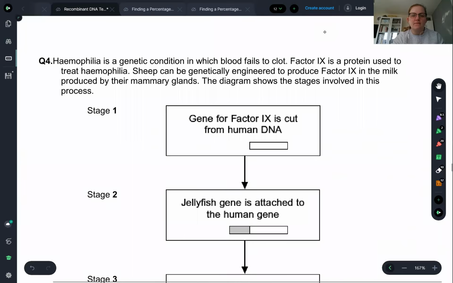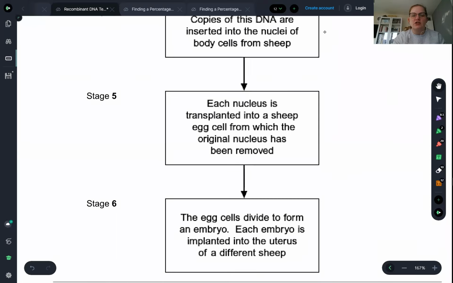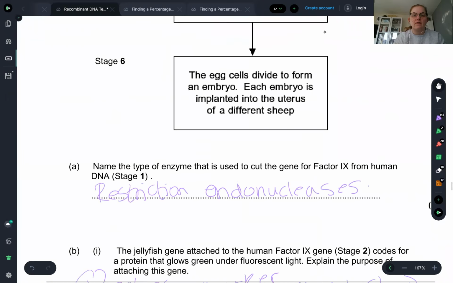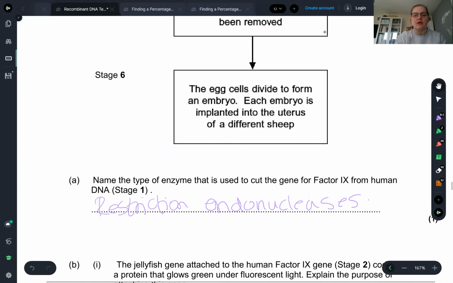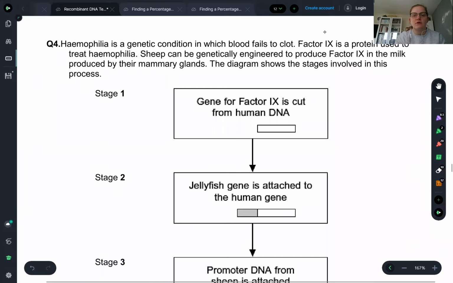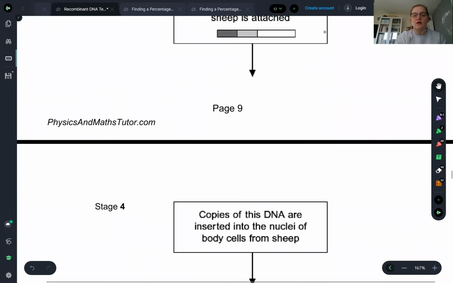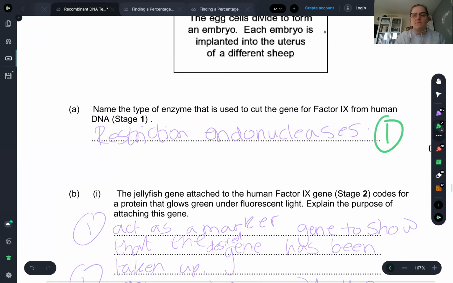So that's haemophilia. We use factor IX as a protein to treat haemophilia. And we'll look back at this question in a second. So they want you to name the type of enzyme that is used to cut the gene for factor IX from human DNA. If we have a look here, stage 1, gene for factor IX is cut from human DNA. Well, we know that we use restriction endonucleases in that situation, so that gets you 1 mark.